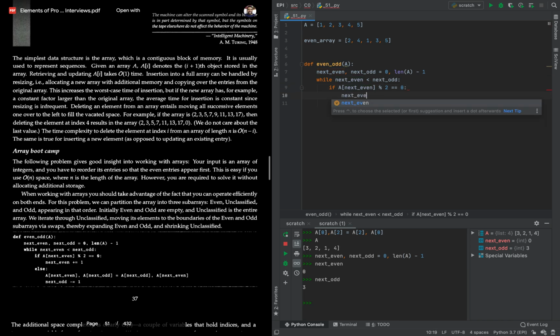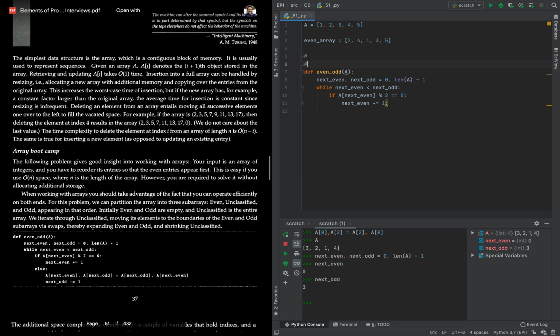Then you would move next even up by 1, right? So I would assume how this sort of works is you have an array: 1, 2, 3, 4, 5, or unclassified. Basically, how this would work is you start. It's while next even is less than next odd, and we have next even as 0, so that means that would start. Let me switch these symbols around so that it's easier to work with.